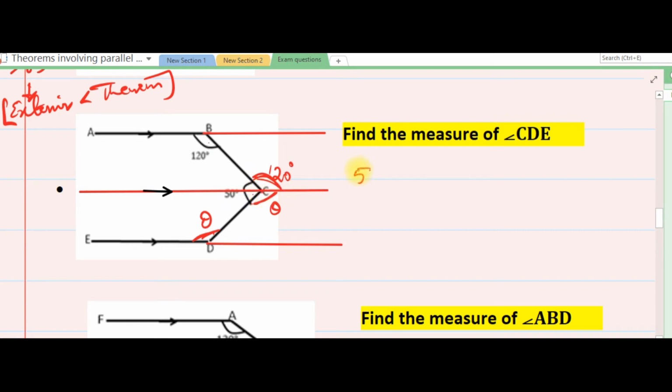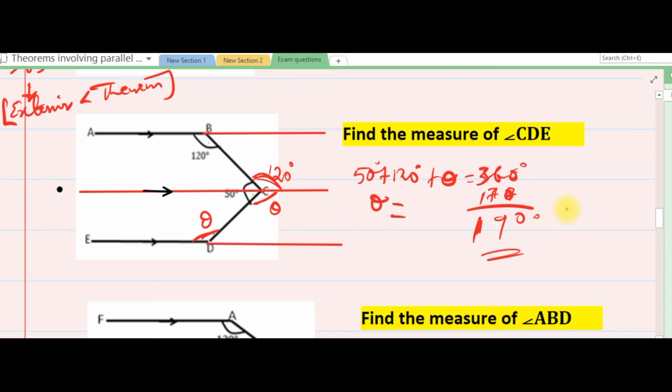So I'm saying that if you add 50 plus 120 plus theta, it must give us 360. So from today, whenever you see something like this, as far as they're on the same side, if you add everything, it must be 360. So theta is now 170. So the answer is 190. Theta is 190. So that's our answer.